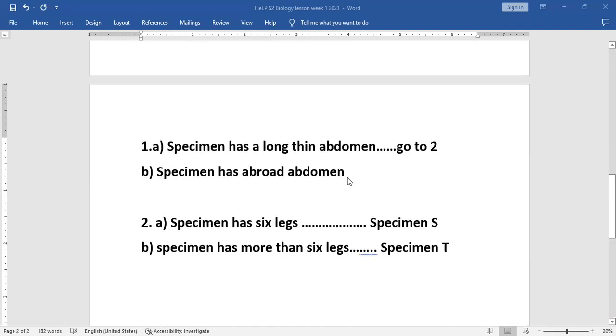By the way, don't forget, you come back up here and tell someone that if the abdomen is broad, you are now going to couplet number 3, because the next pair of statements we are going to are for number 3. I hope we are still together with you all.